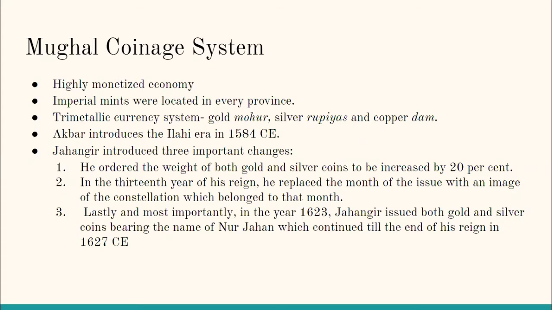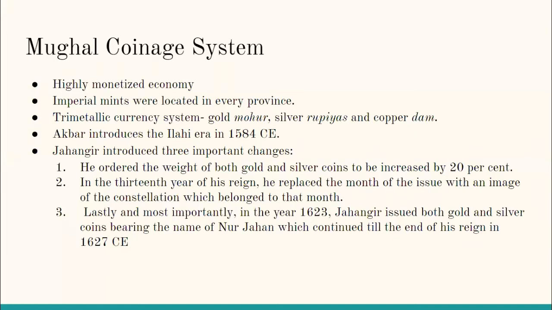So the Mughal currency was trimetallic, that is, it consisted of gold mohurs, silver rupias, and copper dams. Now, the gold mohurs primarily served as a treasure or resource, while the silver was the standard unit of exchange, and copper dams facilitated small-scale transactions.